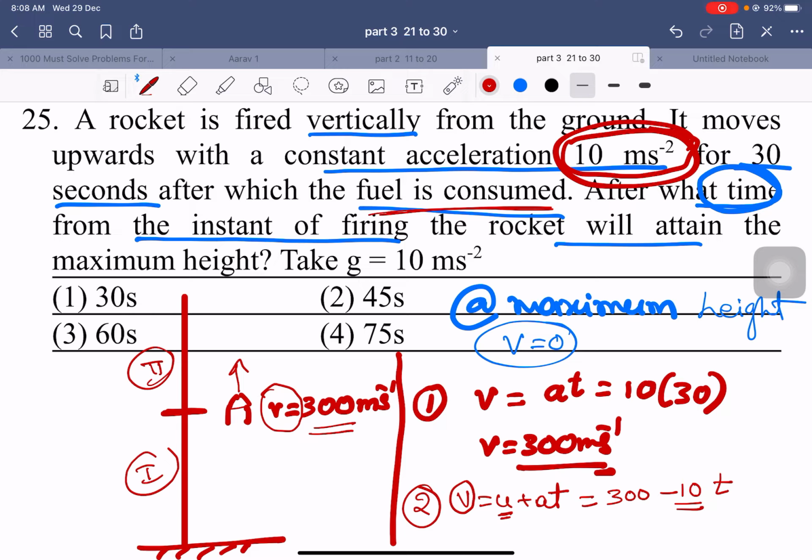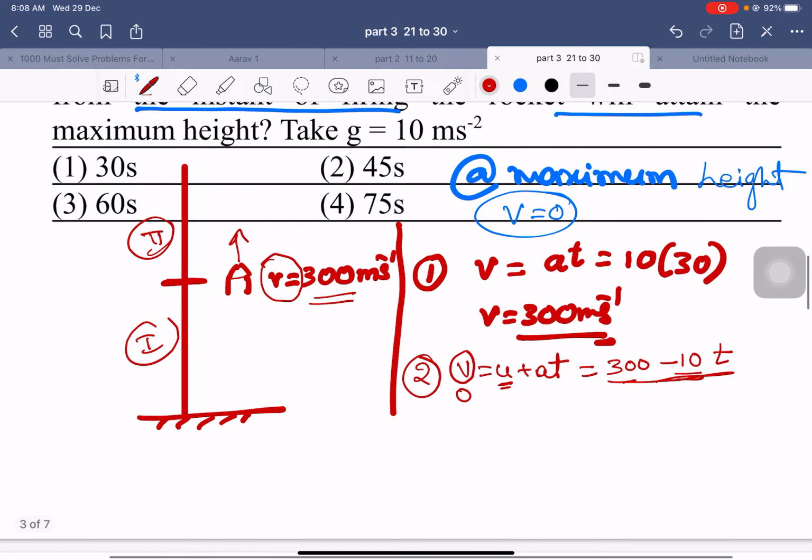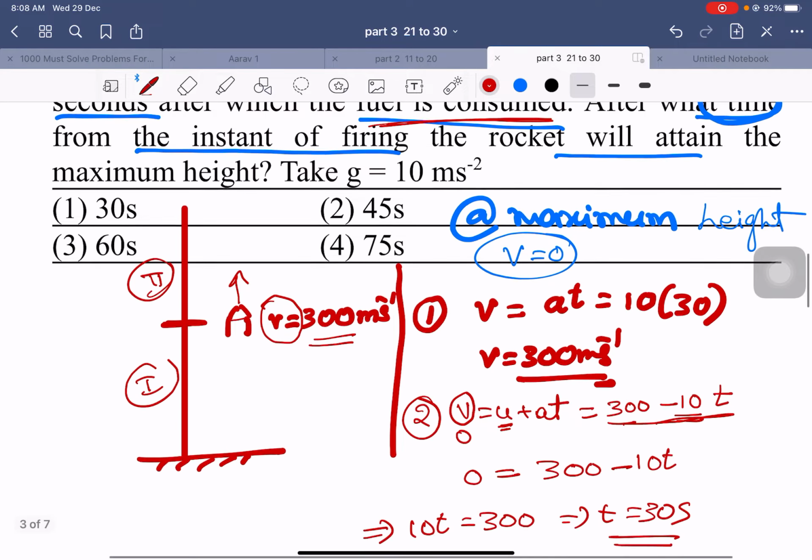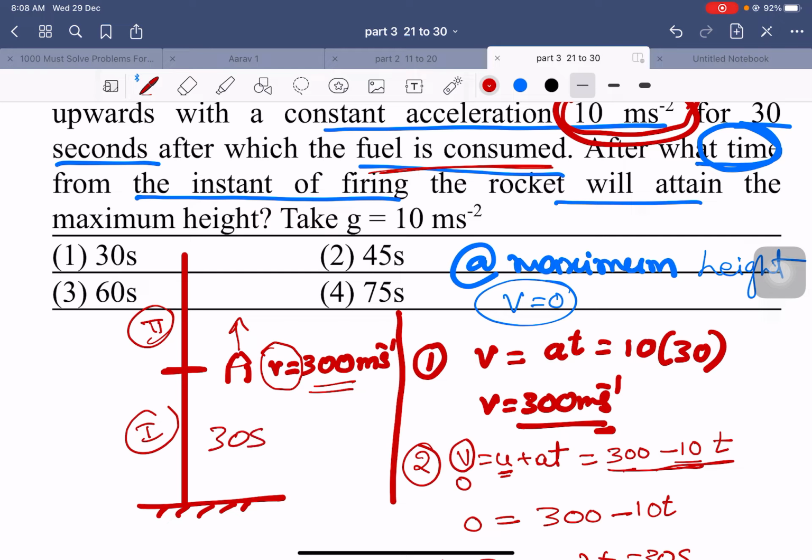So 0 equals 300 minus 10t. Okay, so I'll write here properly, 0 equals 300 minus 10t. So 10t equals 300, so t is equal to 30 seconds. Okay, now what happened? For 30 seconds, the rocket is accelerating upwards.